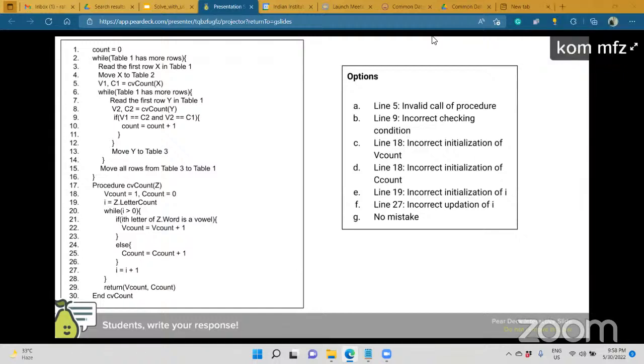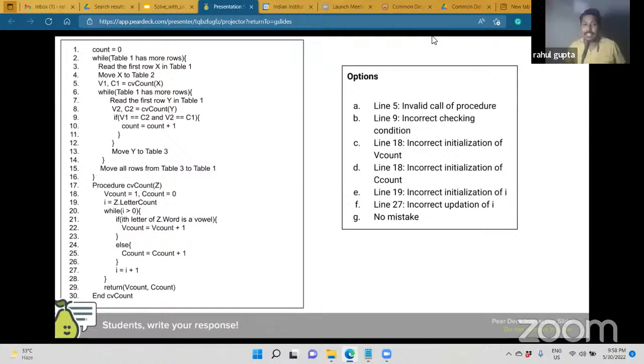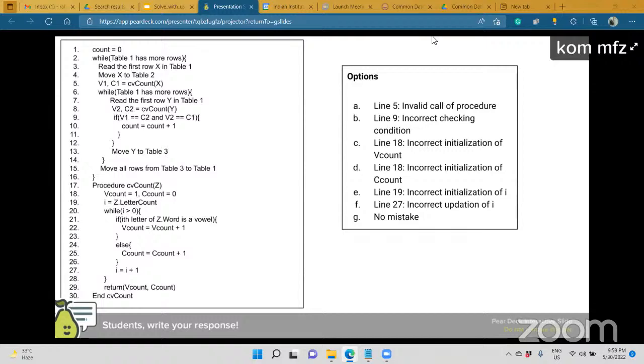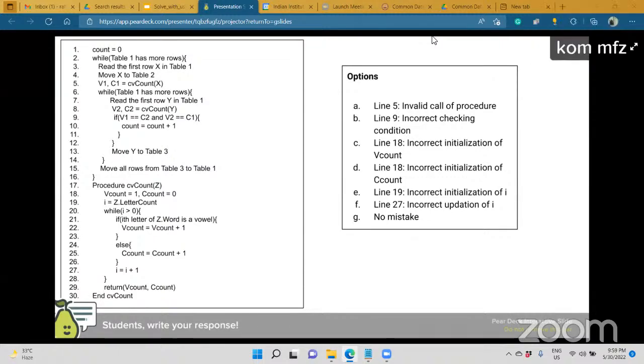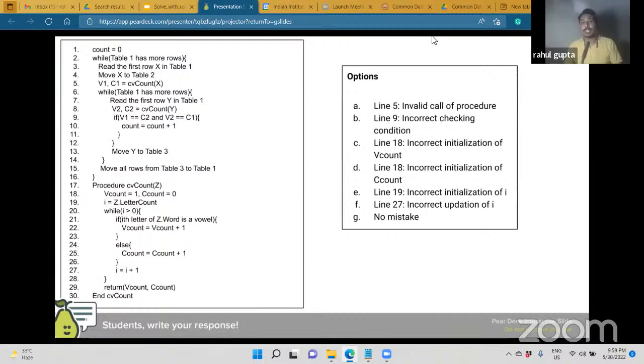Which two lines? These two lines, line 19 and line 27. Someone can say that I can initialize i to 0 and increment count, right? Yes, but then the line 20 will be wrong. So line 19 is correct; it depends on line 20. Which line is wrong, 19 or 27? I saw some names who have confusion between line 19 and line 27.